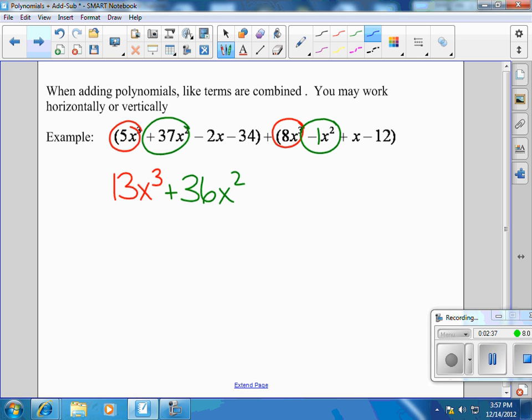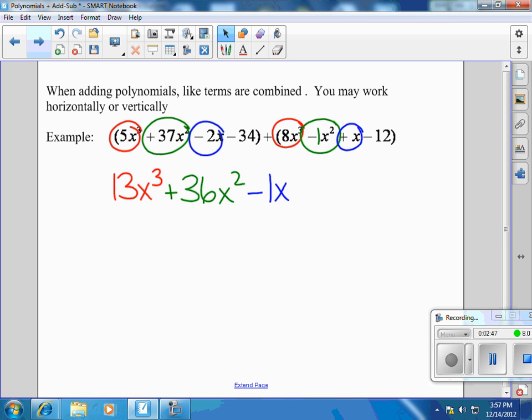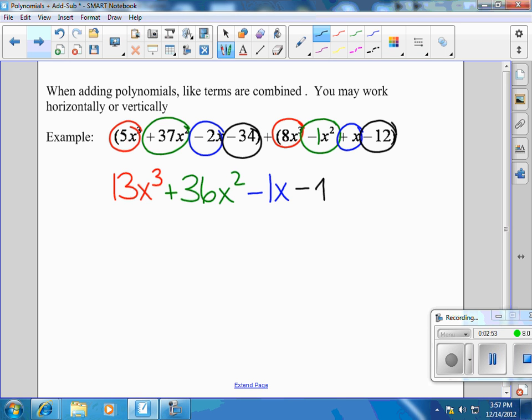And then just plain old x's. I have negative 2 x's plus 1x. Add that up, I get negative 1x. And then finally, my plain old numbers. I have negative 34, and I'm going to take away 12 more. So that's going to give me negative 46. So this is horizontally. We kept everything level.